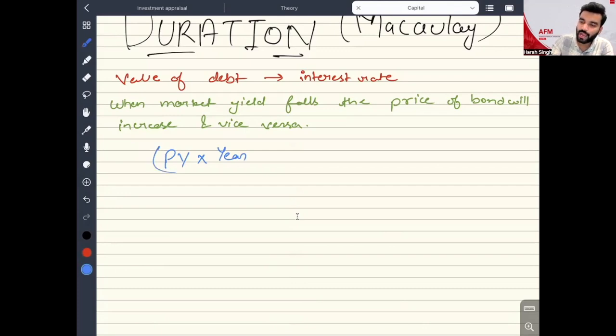Then you have to do an addition of this whole amount. So basically, year 1 multiplied by its present value plus year 2 multiplied by its present value. This is what you will be doing, everyone. Then divide by the sum of present values. This will give you Macaulay duration.